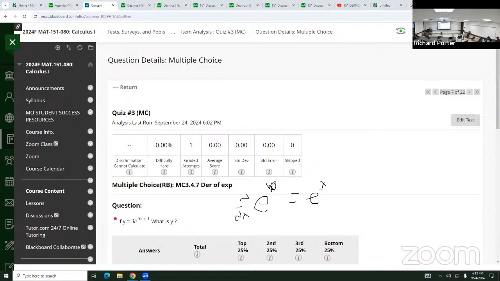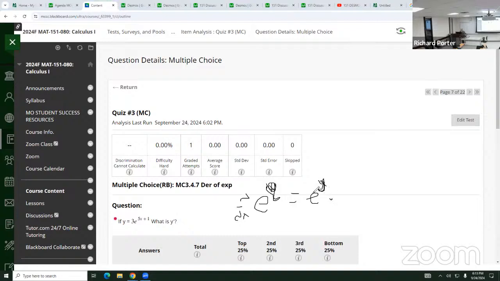But if you have some function in there like y, then you leave the y alone, and then you have to multiply it by the derivative of the y. So what's the derivative of 5x plus 1? That's 5.